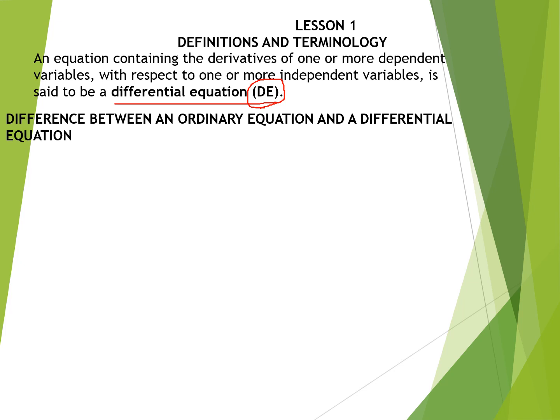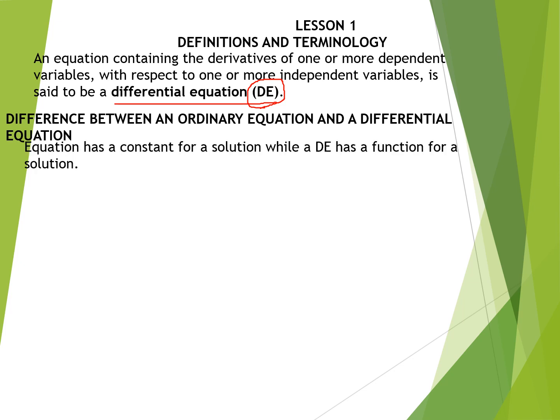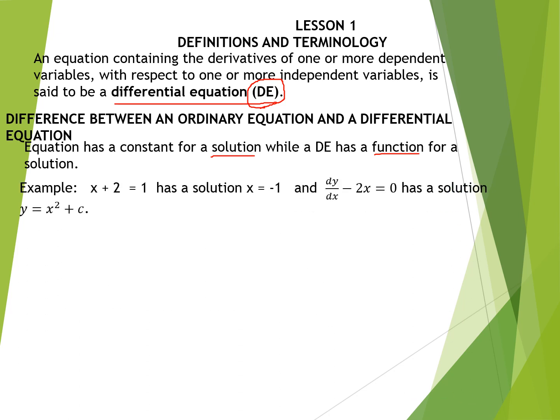Next, let us distinguish between an ordinary equation and a differential equation. An equation has a constant for a solution, while a DE has a function for a solution. A specific example: let's have the equation x plus 2 is 1. By inspection, the solution is x equals negative 1. This other equation is already a differential equation because of the existence of a derivative. A solution is y equals x squared plus c. Notice that this is an equation of a family of parabolas.